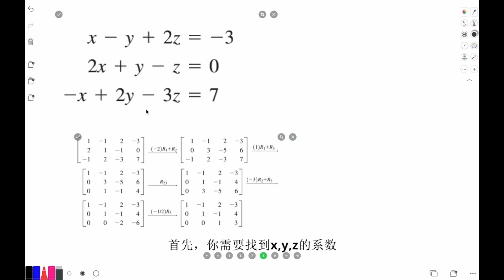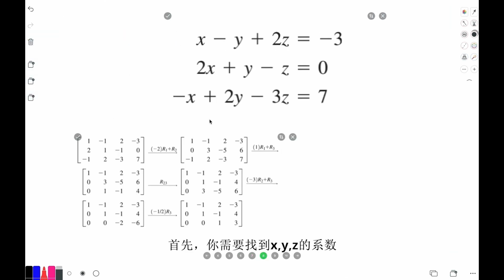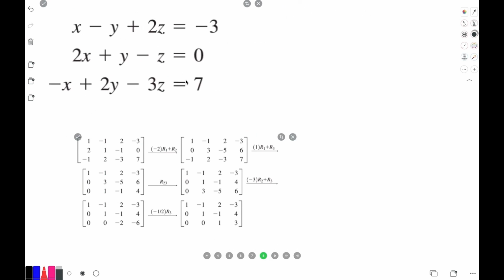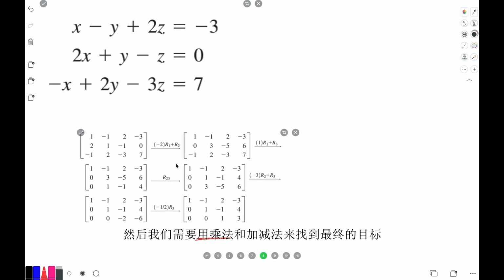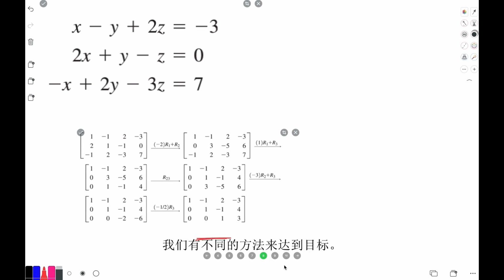First, you need to find the coefficients of x, y, z and the answer. And then our final goal is to reach this. So we need to use multiplication and addition or subtraction to reach the final goal. We have different ways to reach the goal. This is one of our methods.